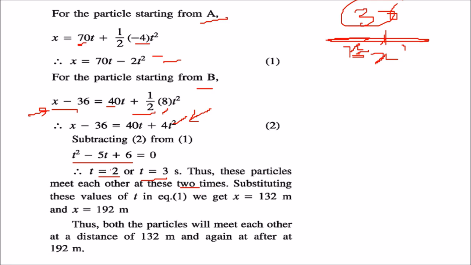When you substitute t equal to 2 or t equal to 3 in any of the equations, you get x equal to 132 for the first timing. For t equal to 3 you get 192. So both particles will meet each other after 2 seconds at distance 132, and at 3 seconds at distance 192.